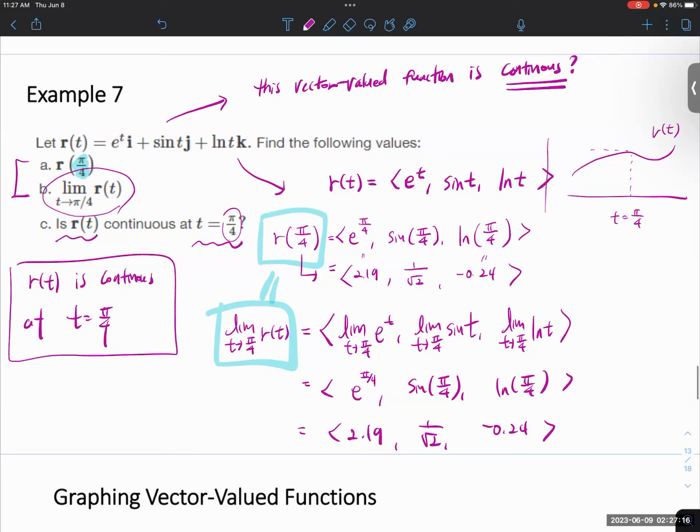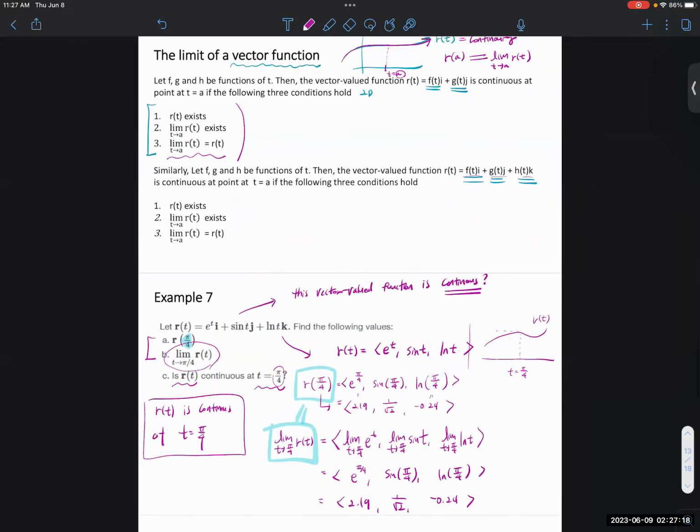Okay, so that's how you're checking the continuity of the vector value function. Just check whether the given function value and the limit are equal to each other. That's it. All right, so we are almost done with the basic concepts of vector value function.